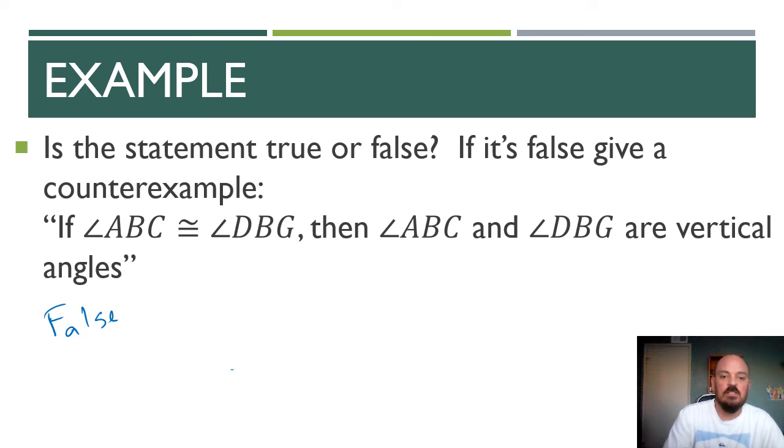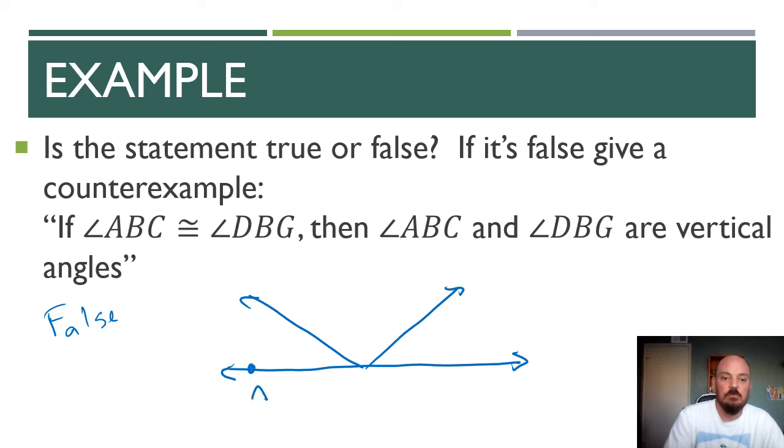So let me do this. I'm going to draw a straight line here, and I'm going to split it up into 3 angles. And I'm going to make the first one ABC. And then I'm going to make the one way over on the right, that'll be angle DBG. And in my picture, I'm going to mark them congruent. Because I'm drawing the picture, I can say whatever I want.